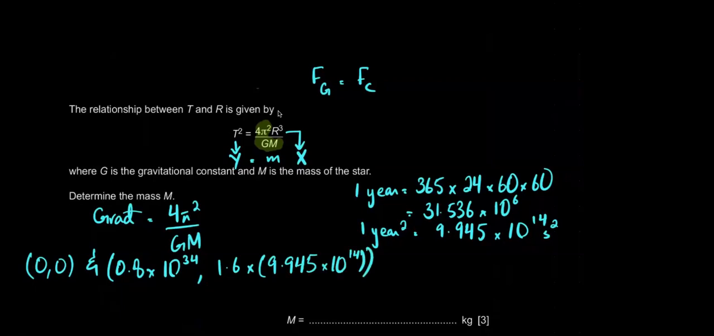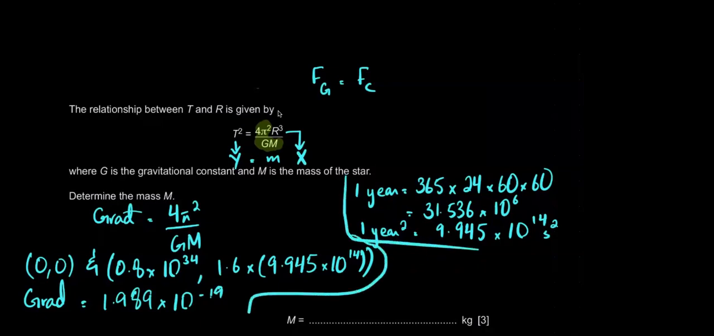So if I calculate the gradient from here, this would be y2 minus y1 over x2 minus x1. So basically this value divided by this value. So for this gradient, you just need to substitute this in your calculator. So this is going to be 9.945 into 10 to the 14 into 1.6 divided by 0.8 into 10 to the 34. So this turns out to be 1.989 into 10 to the negative 19, right? Let me just get a bit more space to work with. So this was the conversion part. This was the calculation of the gradient.